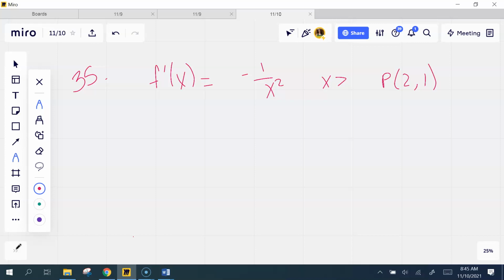All right, here's the derivative. It says, find the function. So I'm given the derivative. I'm going backwards. I have to find the antiderivative.